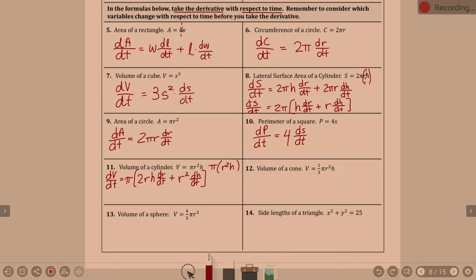Could you also have that pi multiplied in? Yes, you could. I have it written in here as 2 pi r h dr/dt plus pi r squared dh/dt. Neither is more right than the other. I think it is definitely a benefit if you can understand that they are equal and recognize that fact.